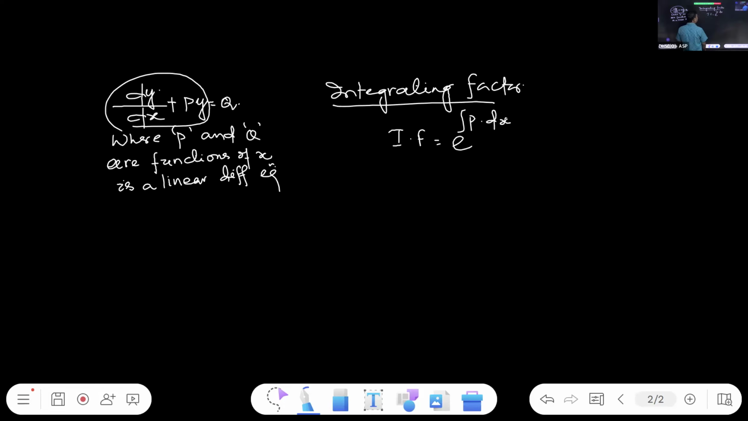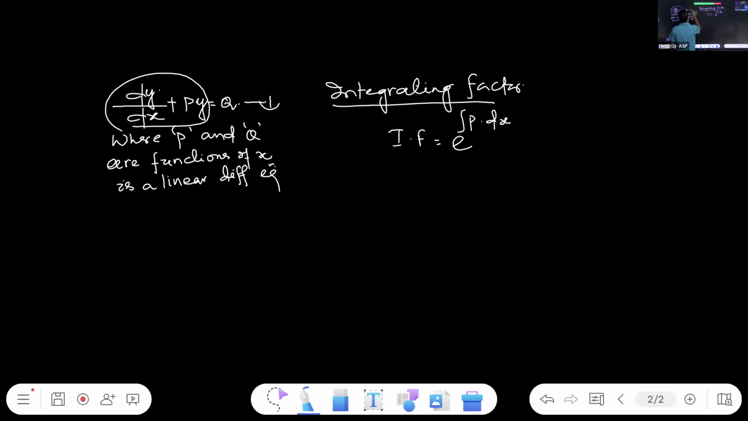What is p? P is a function of x, right? If we multiply the integrating factor, that is e raised to the power integral p dx, to both sides of the equation, then the left-hand side of the equation will be converted into total derivative of product of the dependent variable and integrating factor. Then you can apply variable separable form to solve the differential equation.